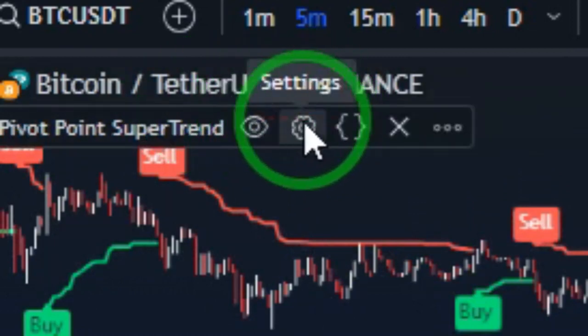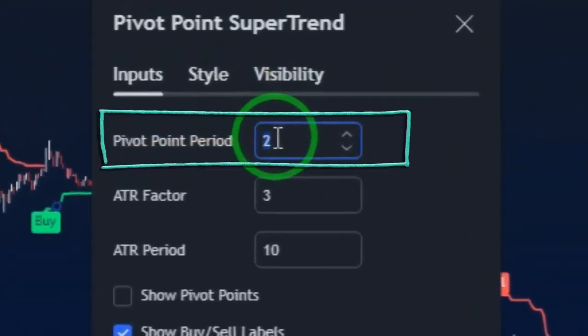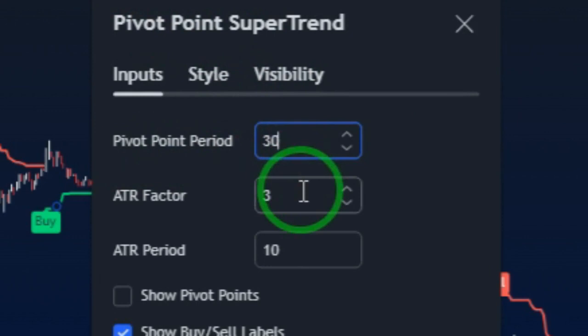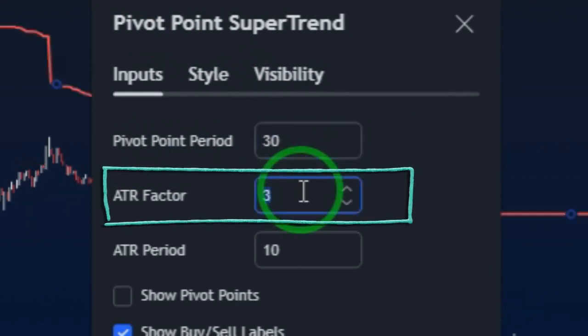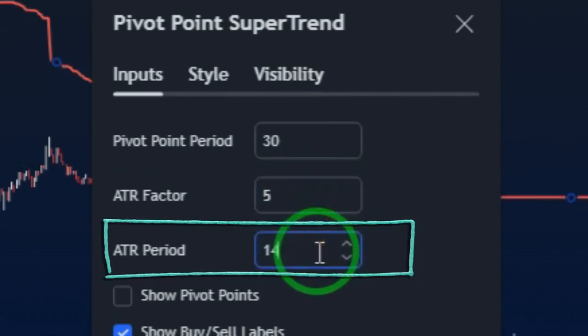Next, I adjust the indicator settings to control the sensitivity and aggressiveness of the signals. First, in the input section, change the pivot point period value to 30. Then set the ATR factor to 5 and adjust the ATR period to 14.